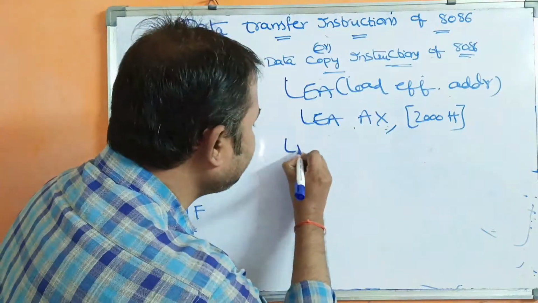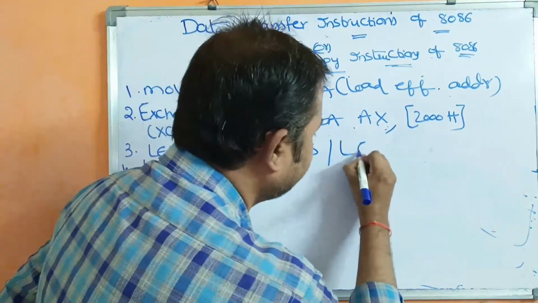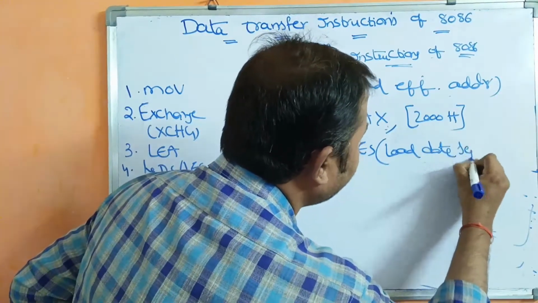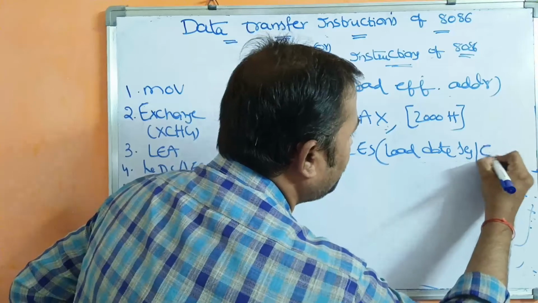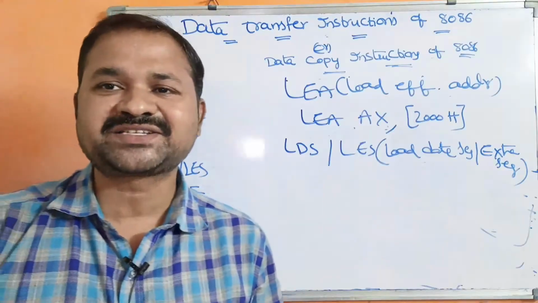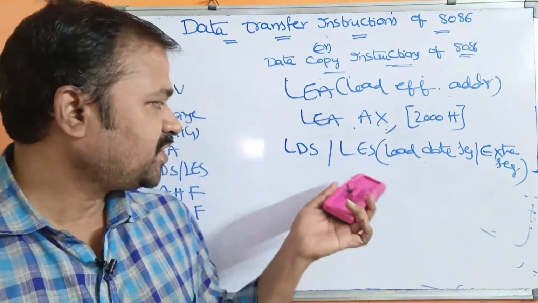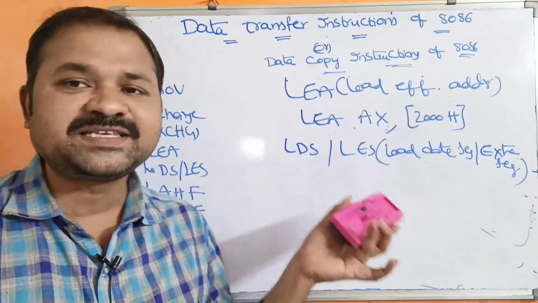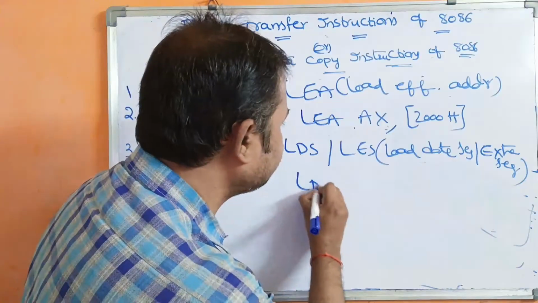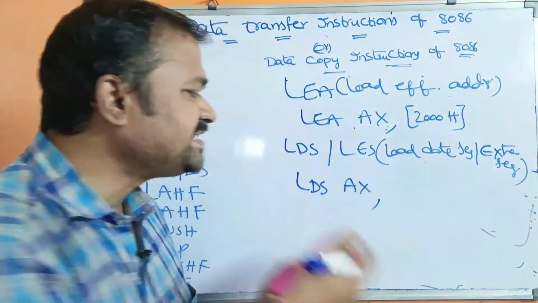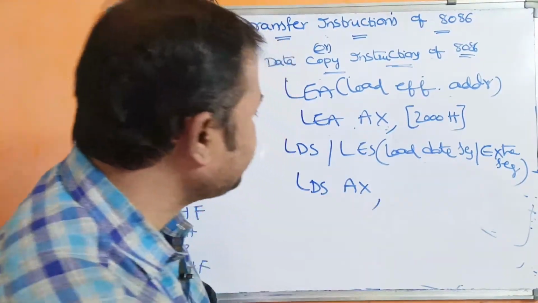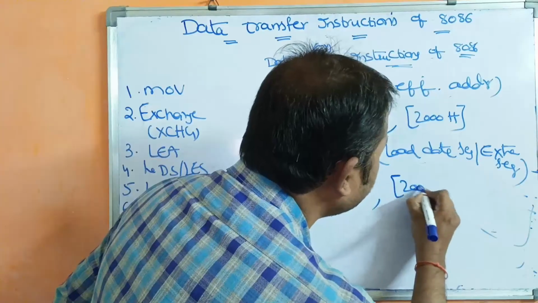They are LDS and LES. LDS stands for load data segment, whereas LES stands for load extra segment. So data segment and extra segment contain some operands. Here the meaning is load data segment with the content of the memory location. So LDS AX comma, let the memory location be 2000H, where AX is the register we are using in the data segment.